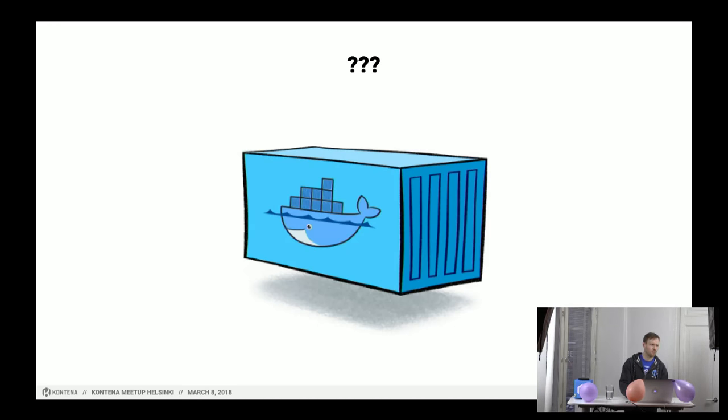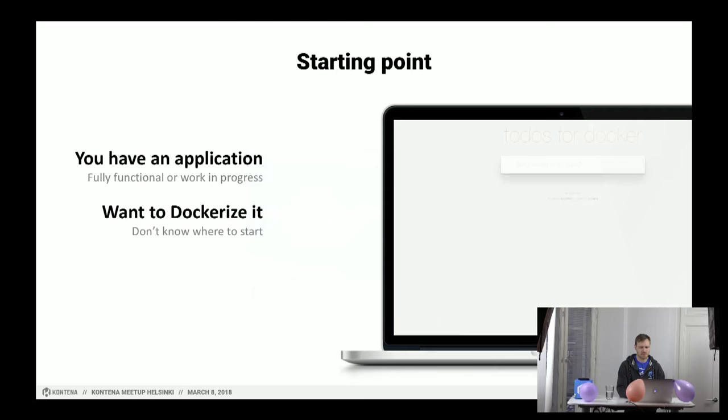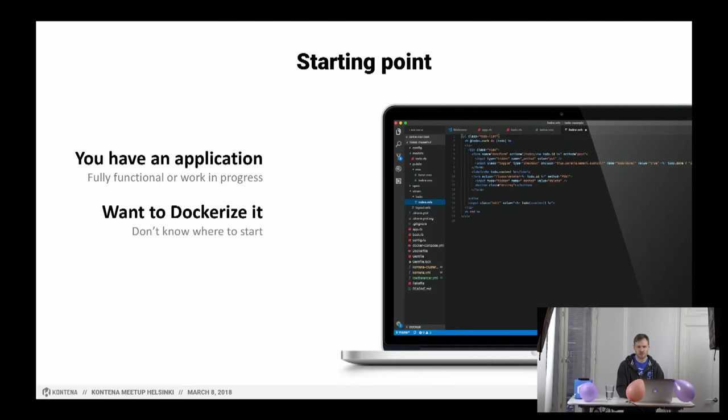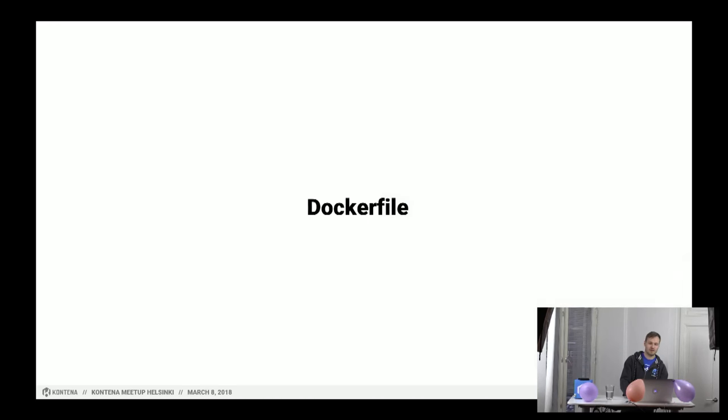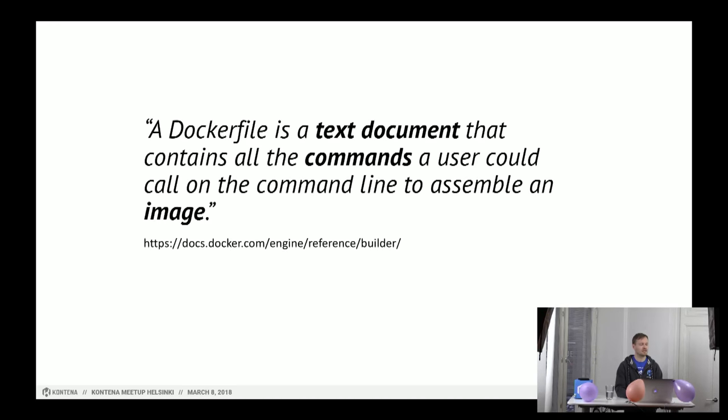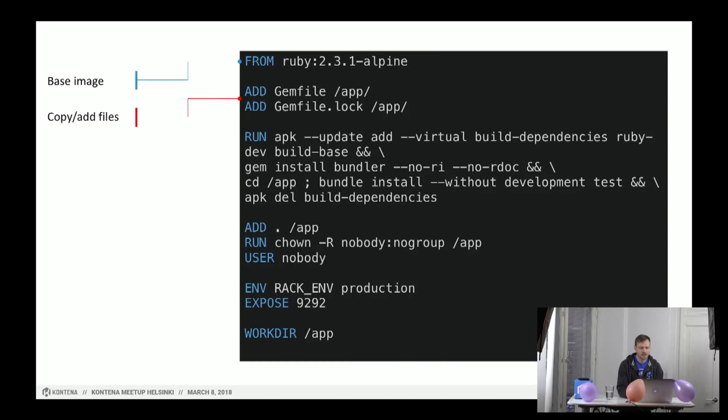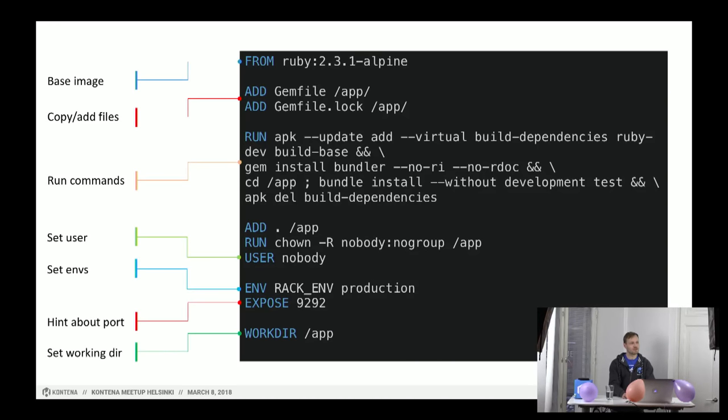So basically, when you start running containers, you might have an application already, or you are implementing one, and of course you want to dockerize it. To dockerize an application, we need a Dockerfile. A Dockerfile is a text document and it contains all the commands a user could call on the command line to assemble an image. So you will basically describe that process in the Dockerfile.